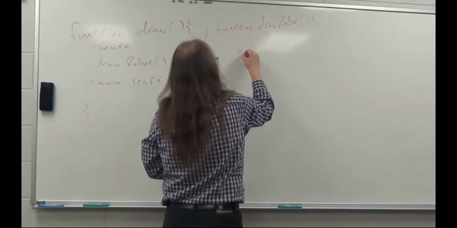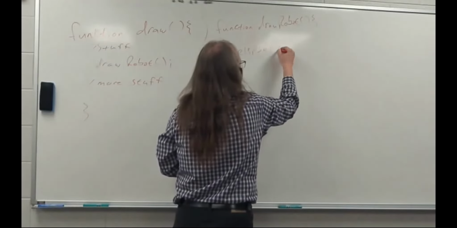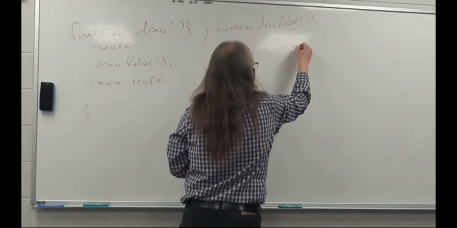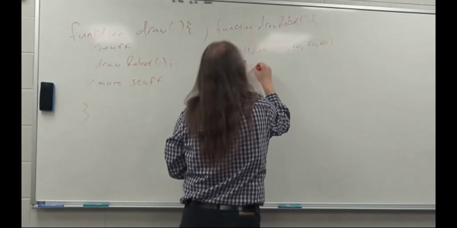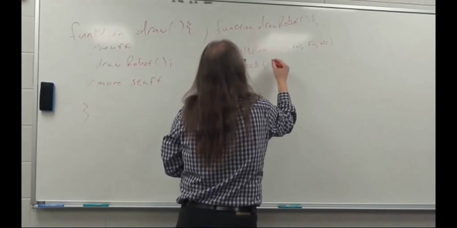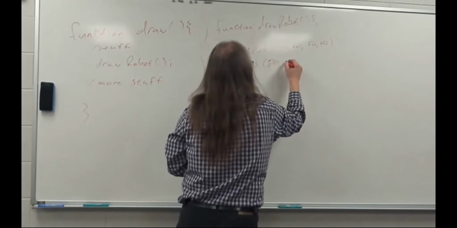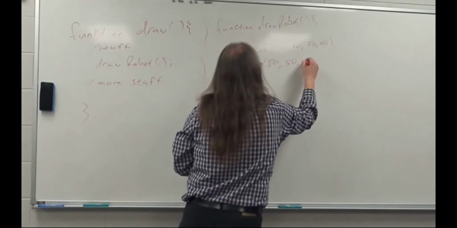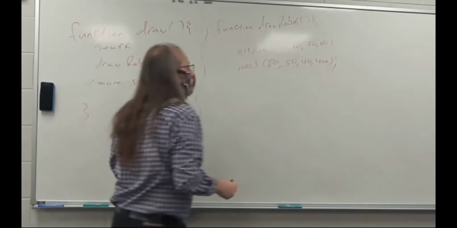And then I might have something like ellipse, 100, comma, 50, comma, 50, comma, 50. And I might have rect, 80, comma, 50, comma, 40, comma, 40, or 400, I don't care. Anyway, I have something like that.